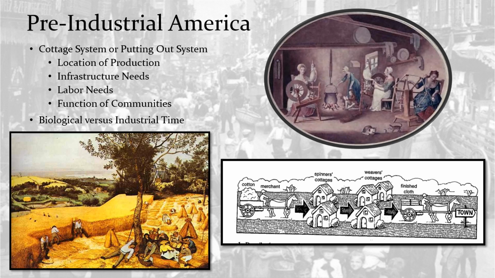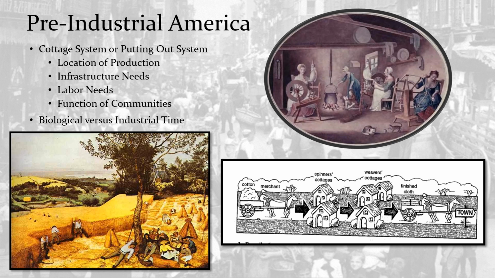If you were a merchant and, let's say, you sell textile, typically what you would use is the putting out system or the cottage system. Essentially you would take the raw material, let's say the cotton, and if you're following along at the bottom of the screen, the merchant would take it to the cottages. Typically women would spin the cotton into yarn, and then you would take it to the weavers' cottages where the weavers would take the yarn and, using a loom that was in the house, produce the cloth, and then you had the finished cloth, and then you would take that along.